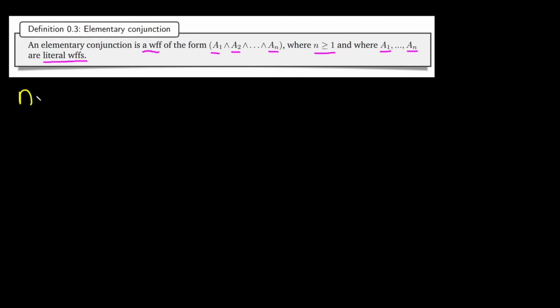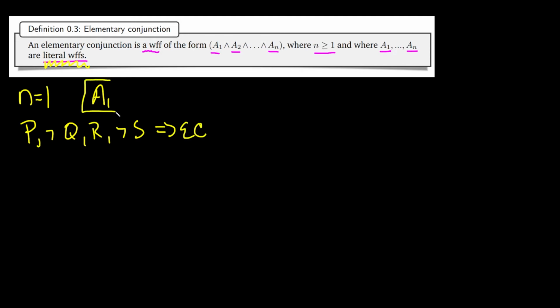Let's start by looking at a case where n is equal to 1. That is, we're looking at a formula that is simply a proposition. In order for a formula or proposition to be an elementary conjunction, we see that it has to be a literal. So what this means is a formula like P, not Q, R, not S, all of these would be elementary conjunctions. And again, the reason is they are a formula, and that formula is a literal.